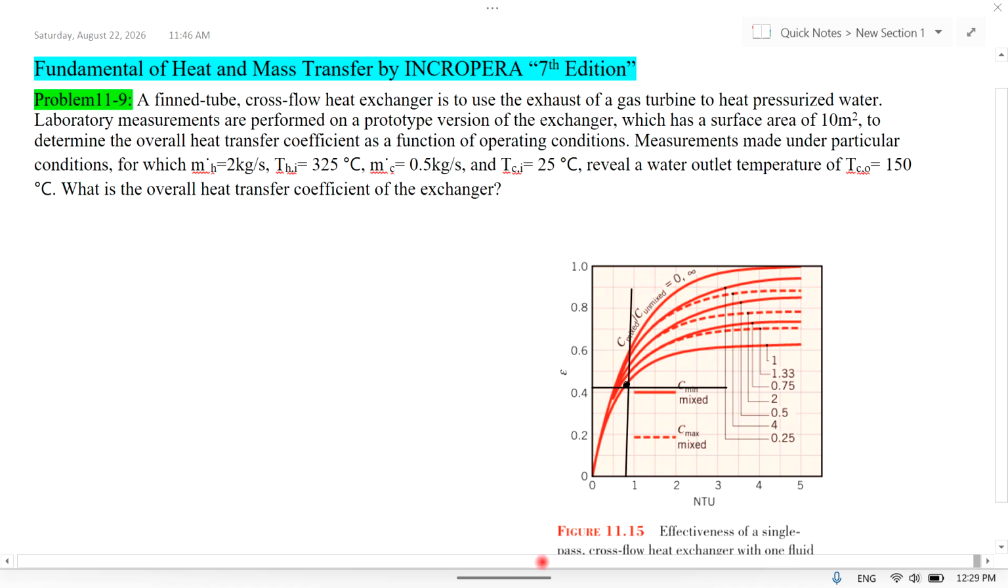Bismillahirrahmanirrahim. In this lecture, I am solving problem 11.9 from the book Fundamentals of Heat and Mass Transfer by Incropera, 7th edition. The statement of the problem is: a finned-tube cross flow heat exchanger. Cross flow heat exchanger means that one fluid flows from one side and the other fluid from the other side. It is to use the exhaust of a gas turbine to heat pressurized water.